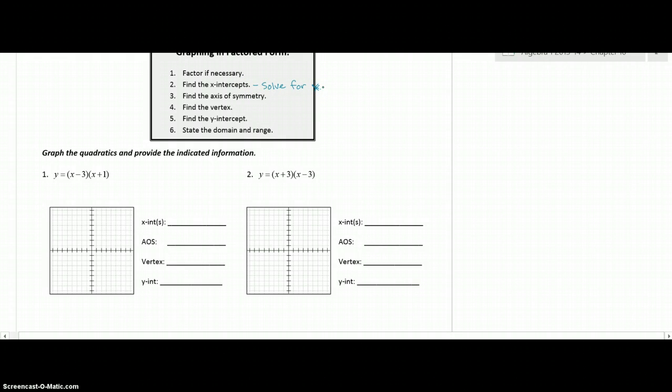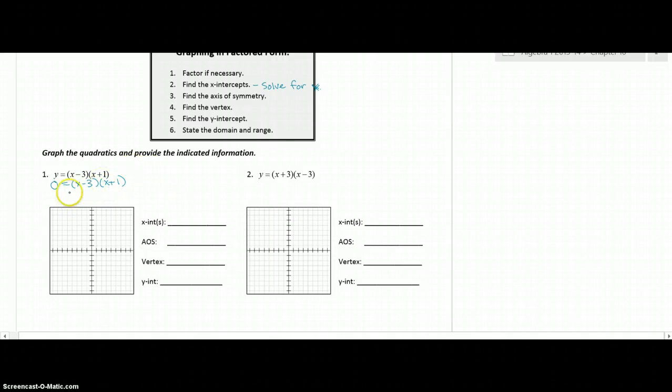Okay, so let's go ahead and start number 1, and then we'll go through the steps here and explain a little bit more in detail. So factor if necessary, that is already done for us because we have 2 sets of parentheses. Now it says find the x-intercepts. That means that we are solving for x. That means y has to be 0, and we set each of the factors equal to 0.